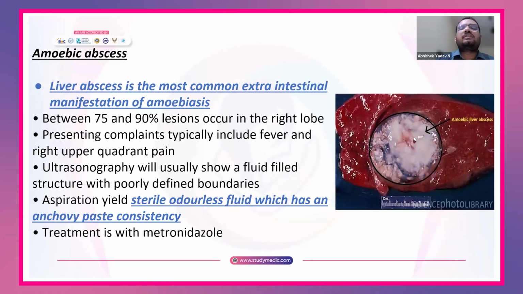Amoebic abscess is one form of liver abscess, and it's one of the most common extraintestinal manifestations of amoebiasis. The patient usually presents with toxicity, fever, and right upper quadrant pain. Most of the time it presents in the right lobe of the liver. On ultrasonography, it usually shows a fluid-filled structure with poorly defined boundaries, and aspiration of this lesion will yield a characteristic anchovy paste consistency, a sterile odorless fluid. That's a typical clue for the diagnosis of amoebic abscess.